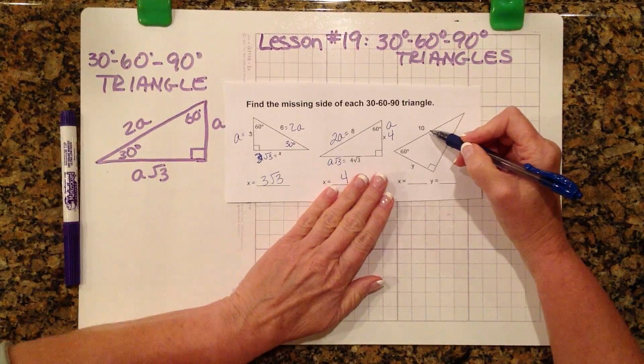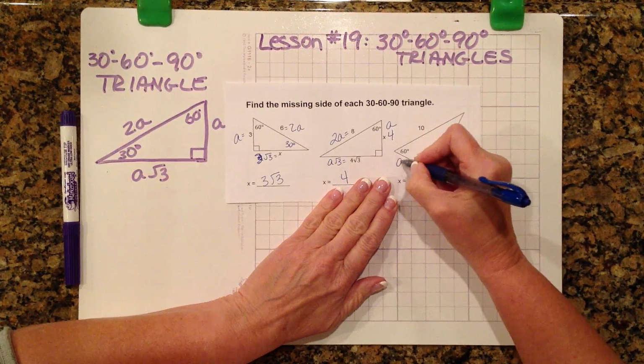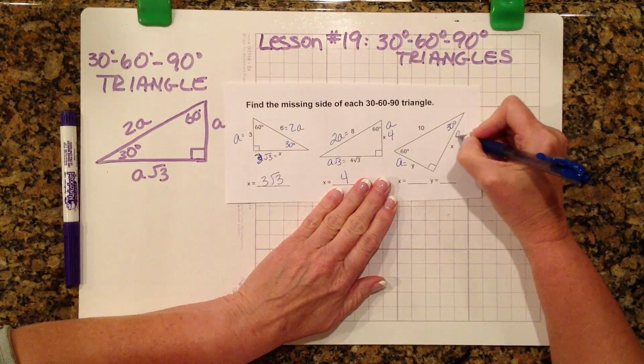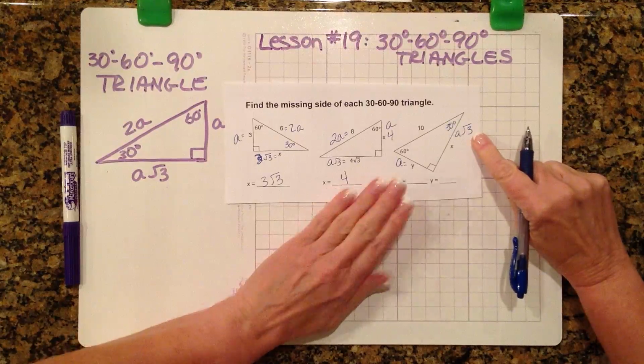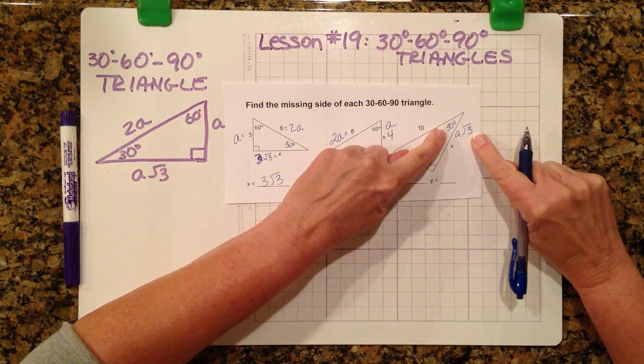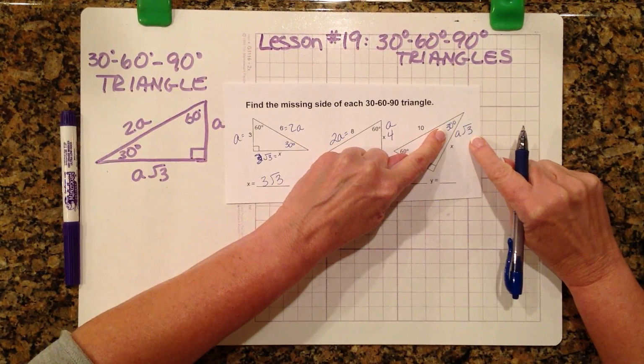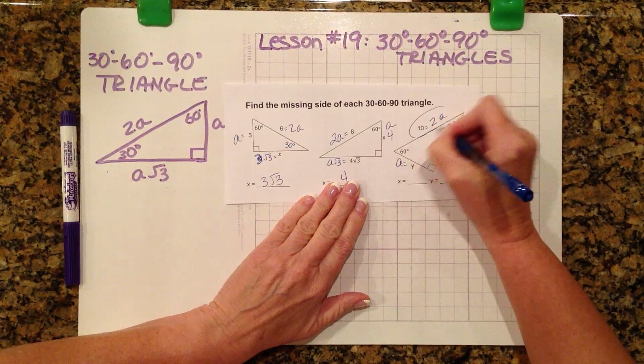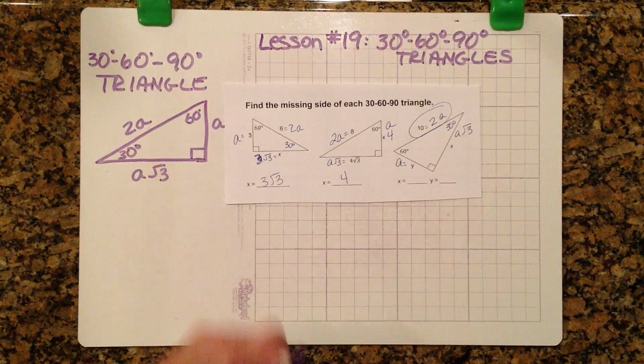Let's write our formula. 60 degree is A. 30 degree has A square root of 3. Remember, the 3's match up. If you have a 30 degree, you're going to have a square root of 3 by it. Hypotenuse is 2A. So I'm going to use my 2A is equal to 12.